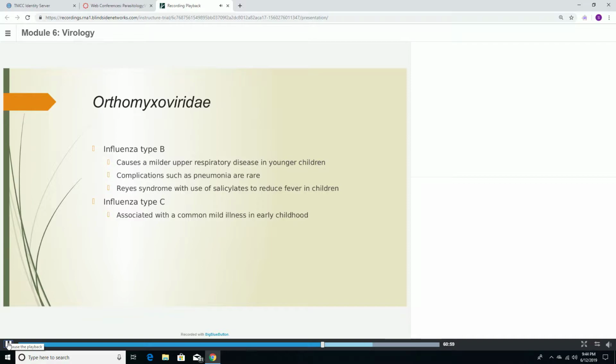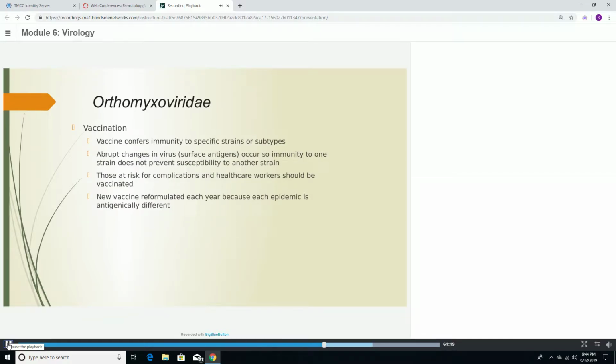Influenza B causes milder upper respiratory disease in younger children. Complications such as pneumonia are rare. And then Reye syndrome is associated with the use of salicylates to reduce fever in children. Influenza type C is associated with common mild illness in early childhood.